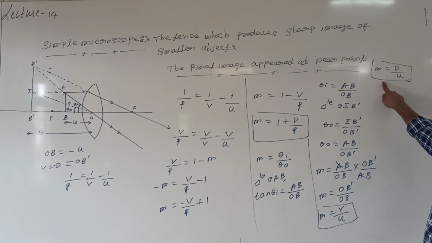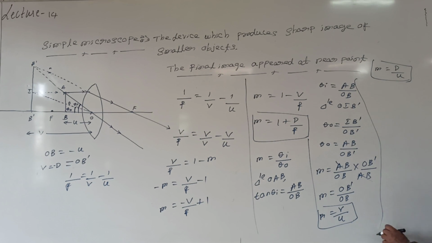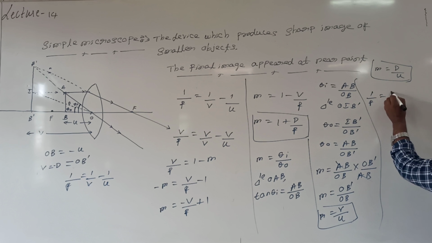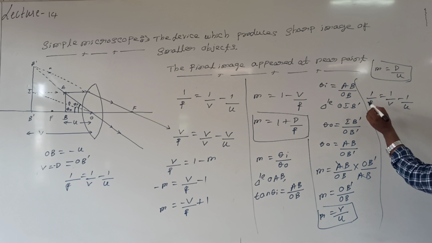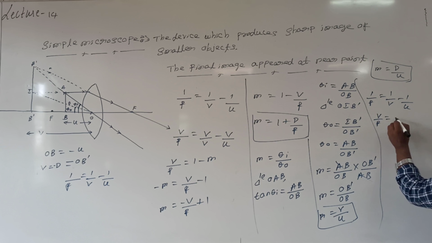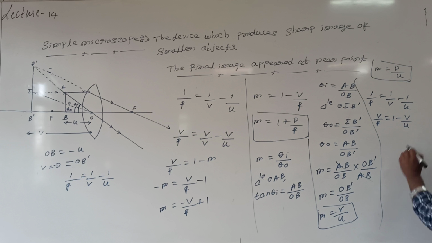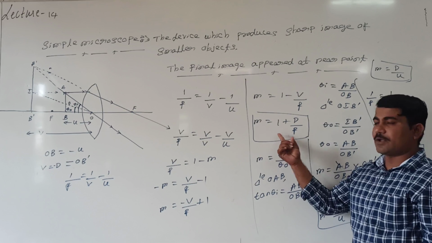Or shall I solve here only? No matter. Look here. 1 divided by F is equal to 1 divided by V minus 1 divided by U. Multiply V on both sides. V divided by F is equal to 1 minus V divided by U. But V is equal to D. Then V divided by F minus 1 is equal to minus M, V by U or D by U, no matter. Or else M is equal to 1 plus D divided by F. Linear magnification, either we get by this formula or by this formula.